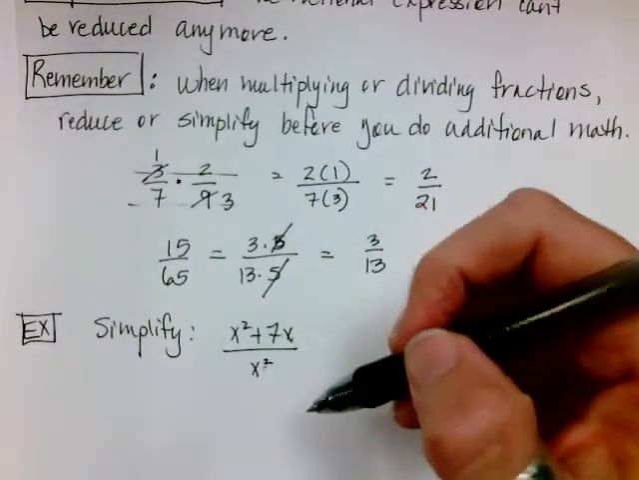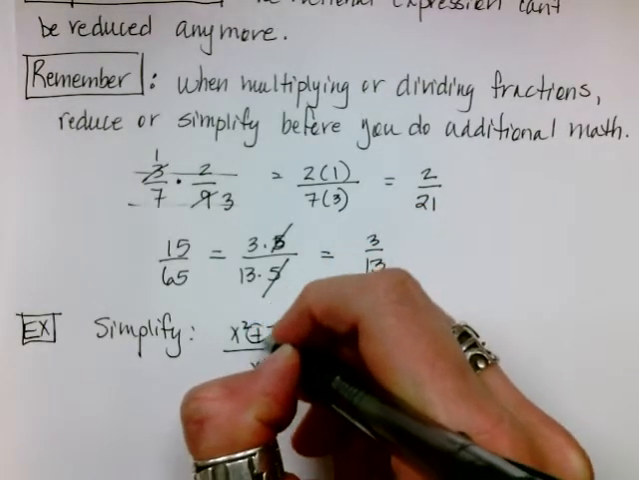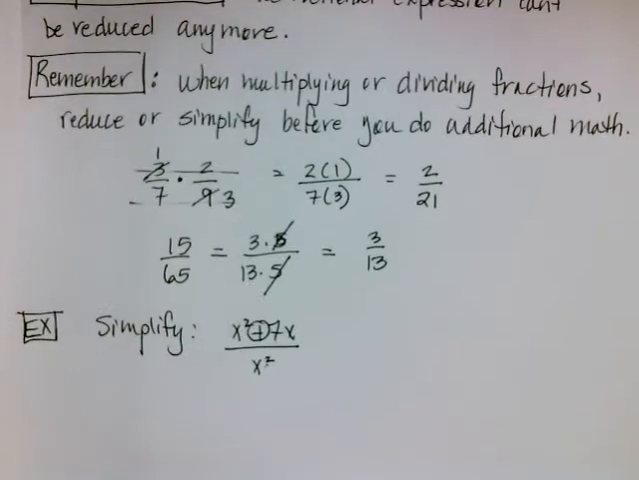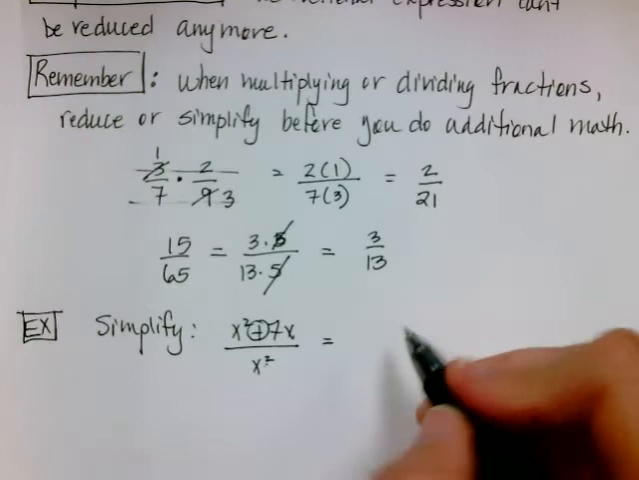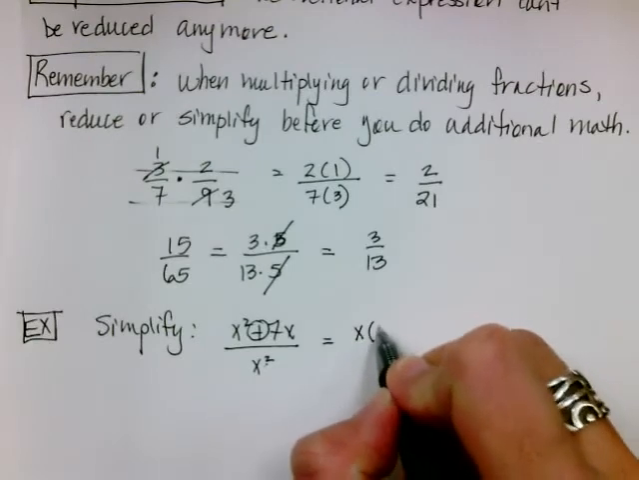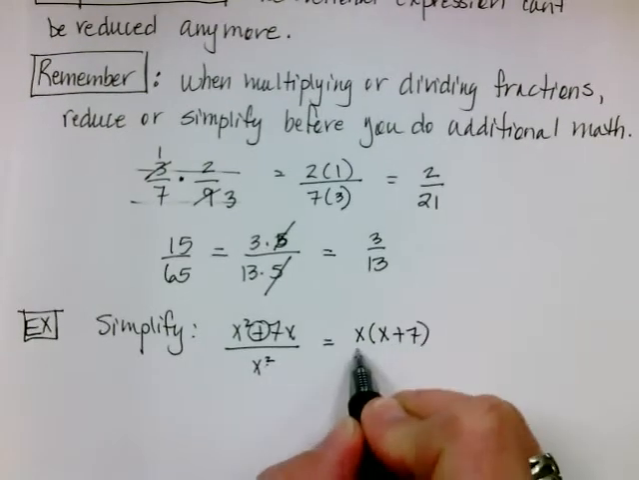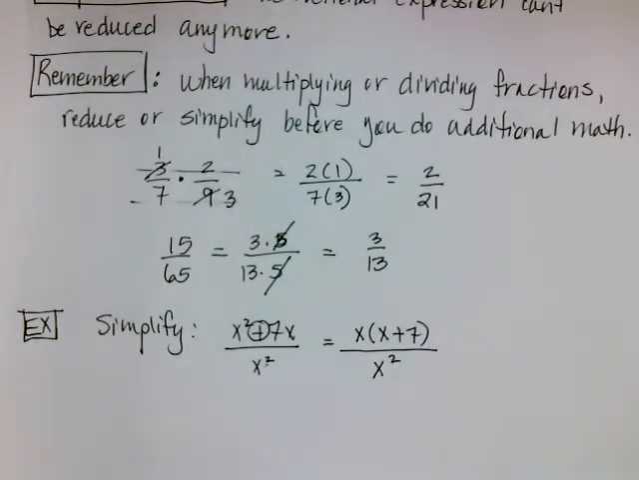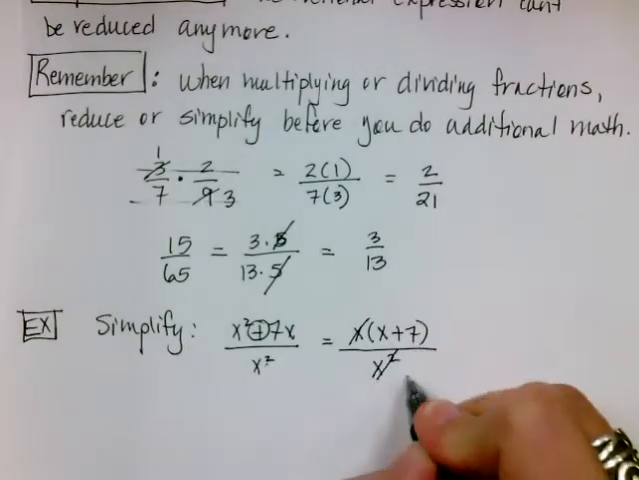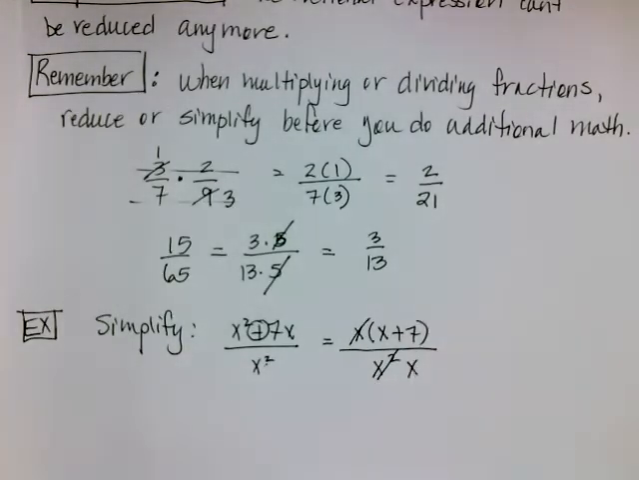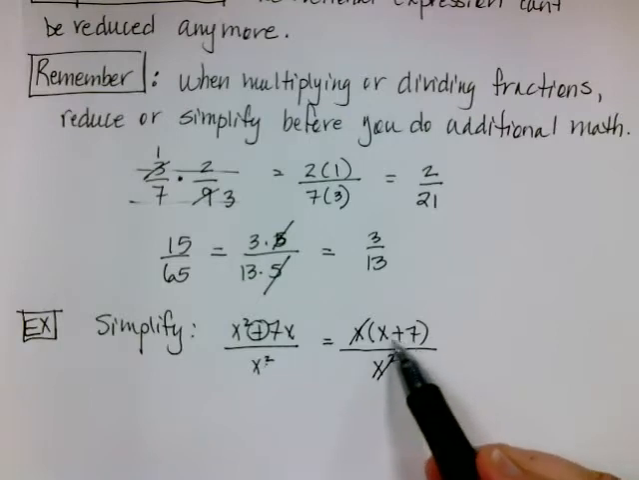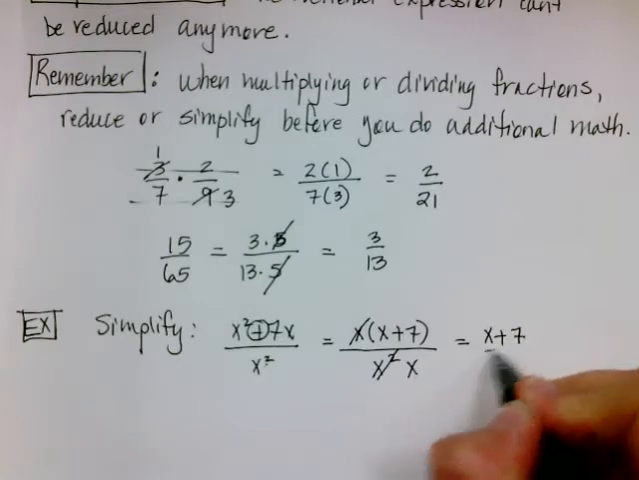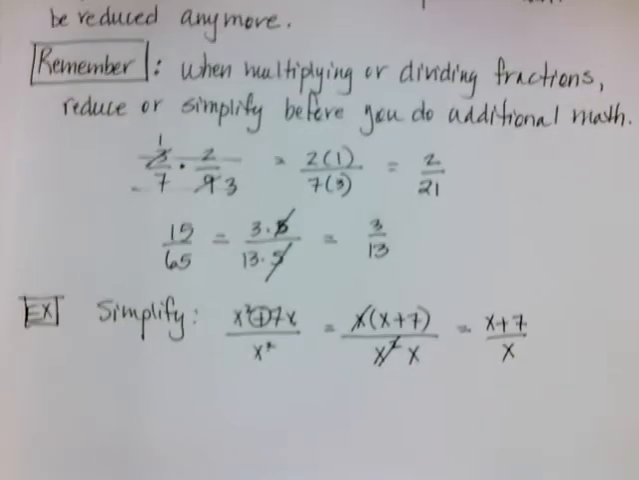These two cannot reduce because they are separated by a plus or a minus sign. So the only way that something can reduce is if it's multiplied together. So first I'm going to factor out an x, and I'm going to get x plus 7. Notice that these two are multiplied together. And then I have an x squared on the bottom. Well, x goes into x squared and leaves an x. This x cannot go into this x because, again, it's separated by a plus sign. So my solution would be x plus 7 over x. And that's as simple as it gets.